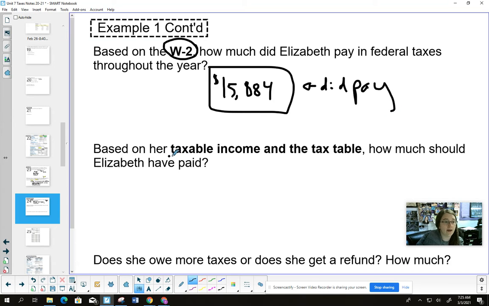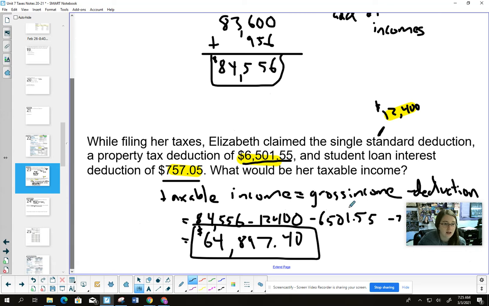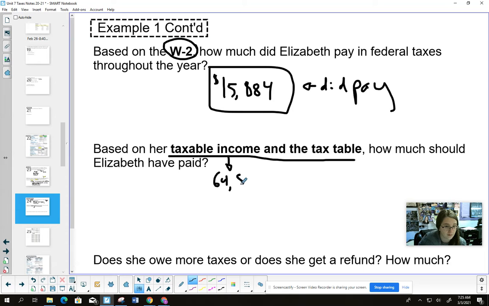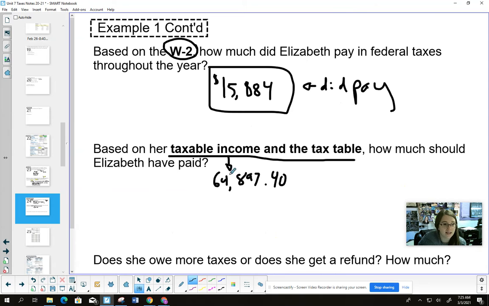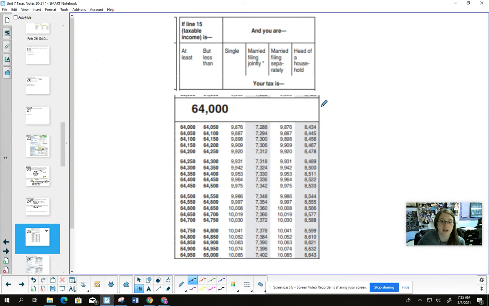Now we are going to figure out based on her taxable income and the tax table. So as you guys are doing these questions, it tells you what information to reference in order to get your answer. So it says based on her taxable income. So let's look back. This was her taxable income. So I'm going to copy that over, 64,897.40. And the tax table. So again, like I said, I made a mistake here. The standard deduction increased, which means this person is now in the 64,000 range. So look here, you have the wrong table in your notes.